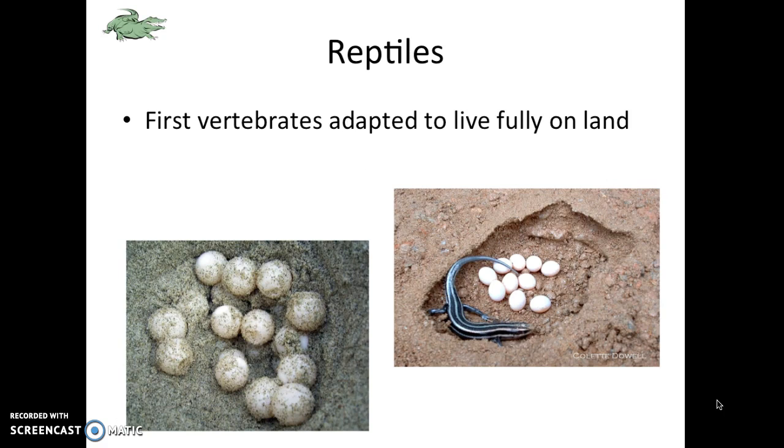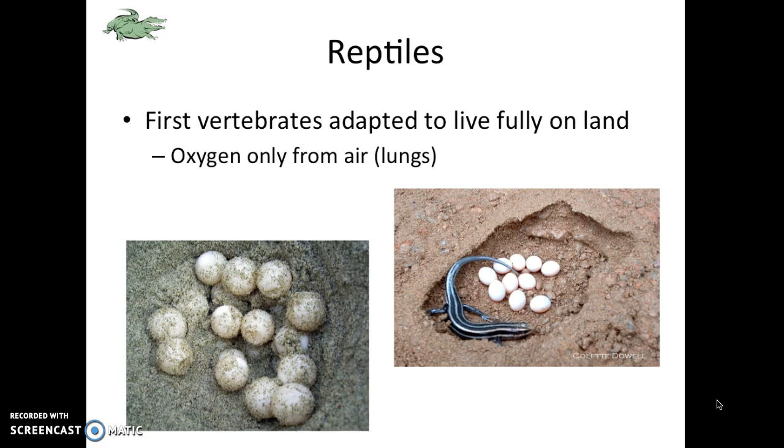Now, as mentioned previously, reptiles were the first vertebrates that were adapted to live their lives fully on land. Now, I recognize that this doesn't mean they all live on land, right? We have sea snakes, we have sea turtles, we have crocodiles and alligators. However, reptiles as a whole were the first group that were able to live on land.